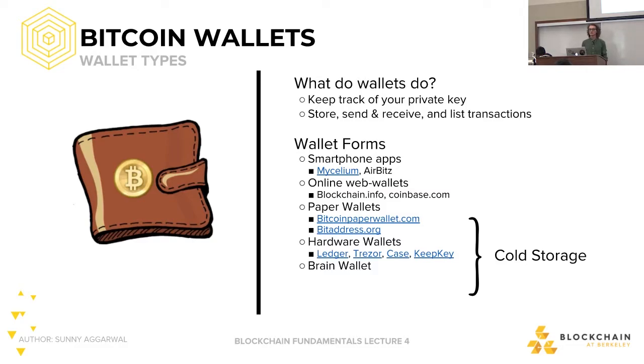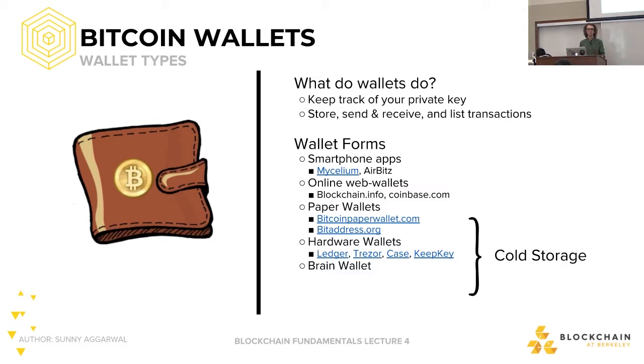A cold wallet is not connected to the internet at all, and these come in various forms. There are hardware wallets, which are pieces of technology that you plug into your computer. There are brain wallets, where you store a mnemonic for your private key in your brain. And there are paper wallets, where you write down your private key on a piece of paper. The important distinction here is a trade-off between security and ease of use.